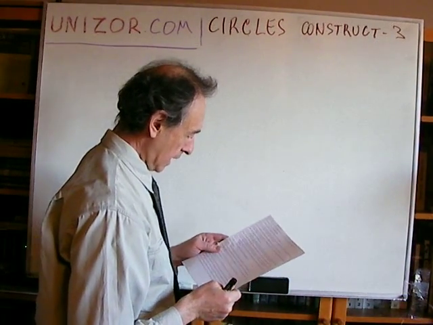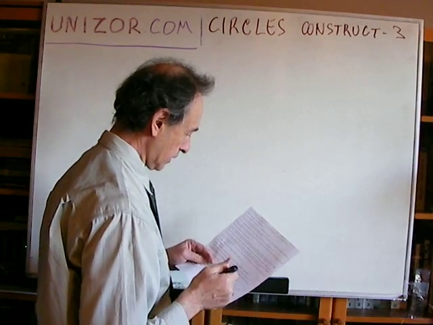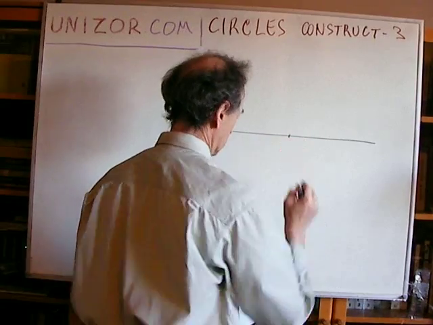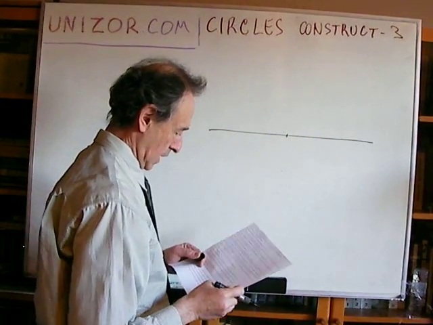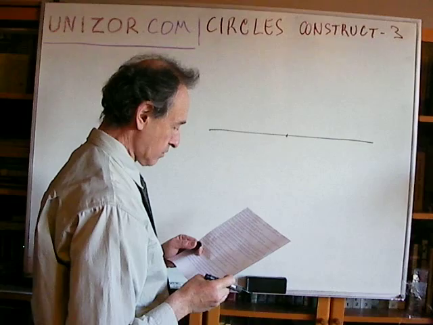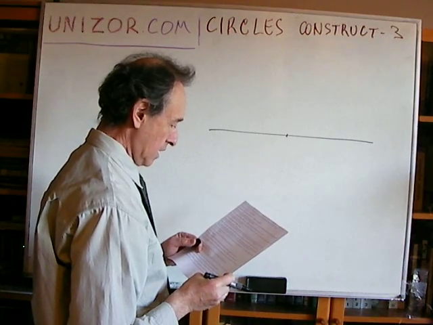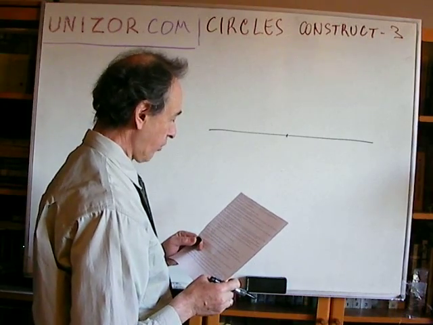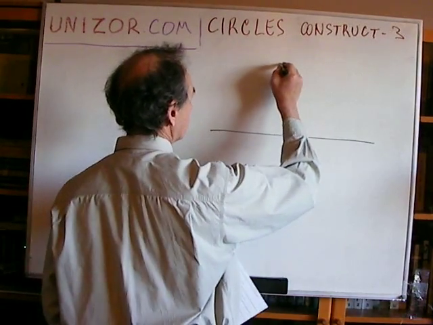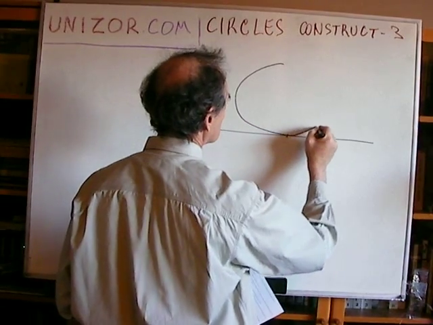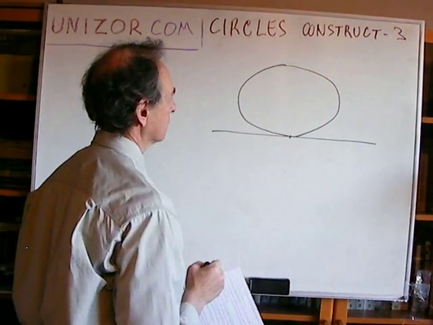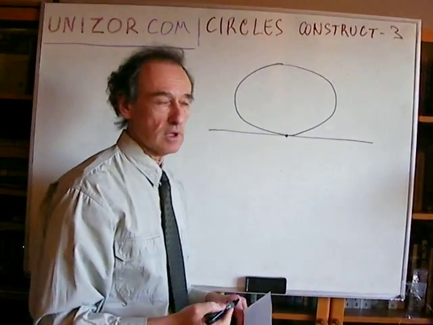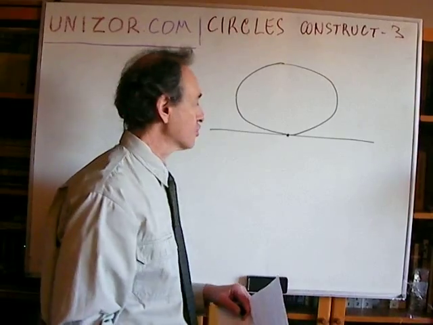Okay, given a straight line and a point on it. Construct a circle of a given radius such that the given line is its tangent, with the given point being the point of tangency. So we have to build a circle which is tangential to the line, and this point, which is given, is the point of tangency.